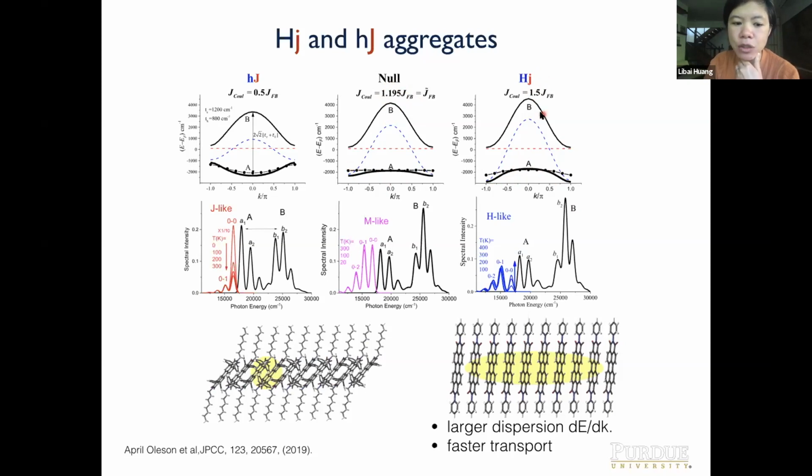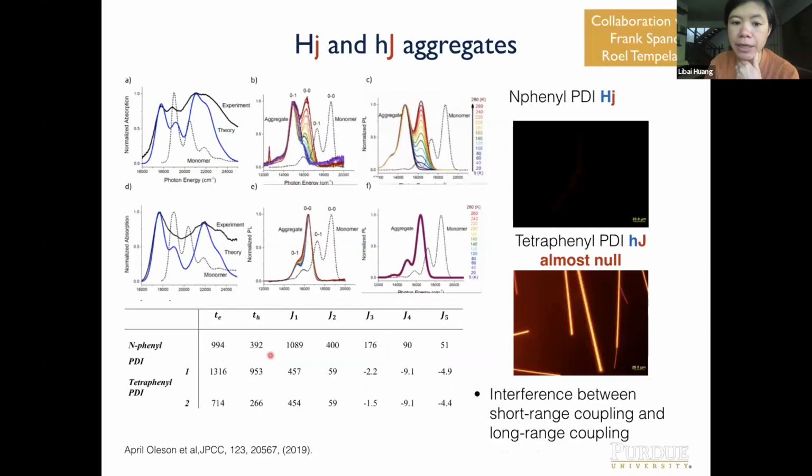So then you would have a situation that for the no aggregate, these excitons are quite localized. They are almost just on the individual dimers. So you have a series of dimers versus an aggregate where this exciton is still delocalized. So we would expect that the exciton would be more coherent in the N-phenyl aggregates versus the tetraphenyl aggregates.